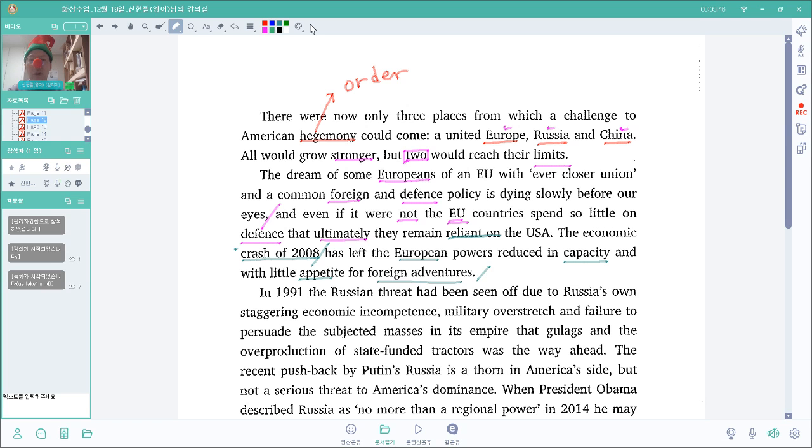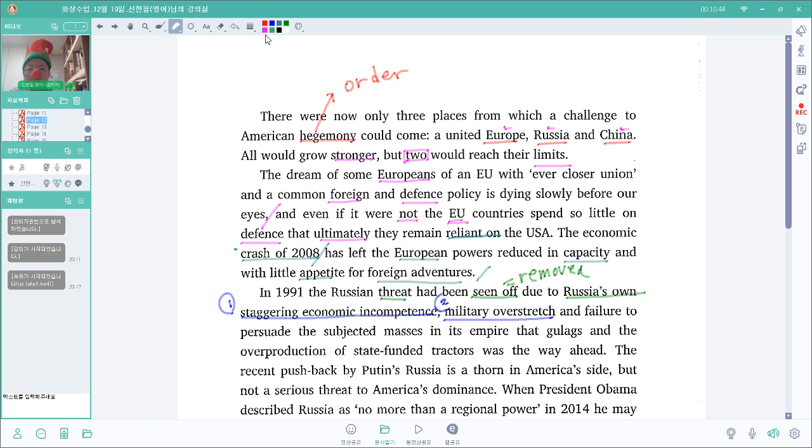In 1991, the Russian threat had been seen off due to Russia's own staggering economic incompetence, military overstretch, and failure to persuade the subject masses in its empire that gulags and overproduced state-funded tractors were the way ahead. So now Europe is gone. Now we have Russia, but Russia's threat is also seen off, removed in 1991 because of Russia's own fault. There are three reasons why Russia lost its big power. The first reason is staggering economic incompetence. They selected communism, and their economic incompetence was one reason why Russia failed. And military overstretch.